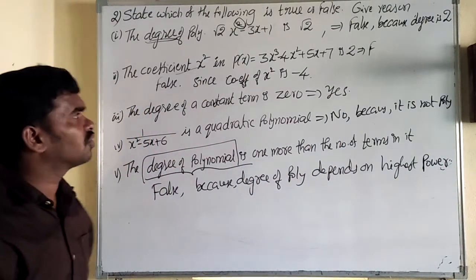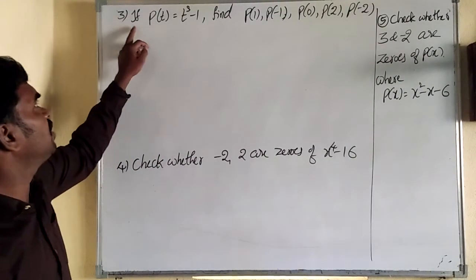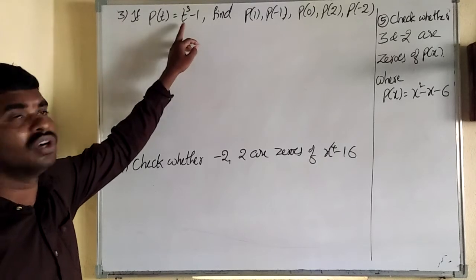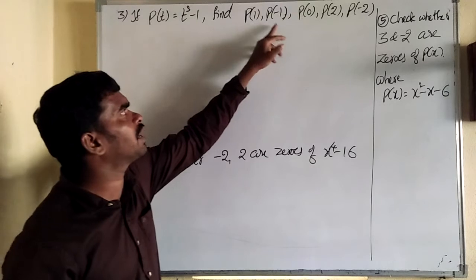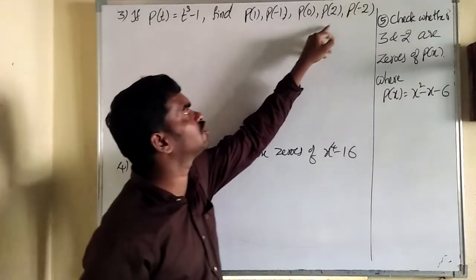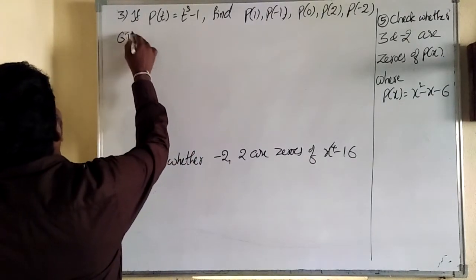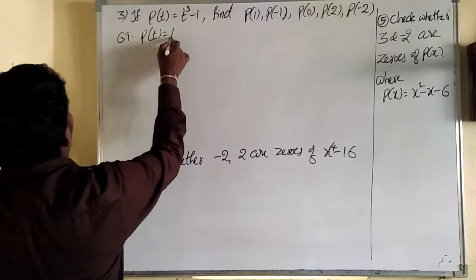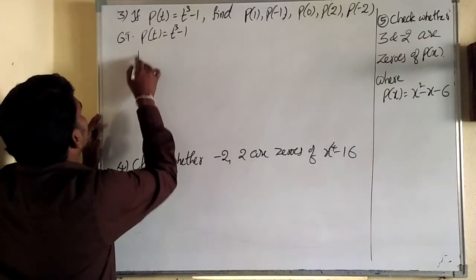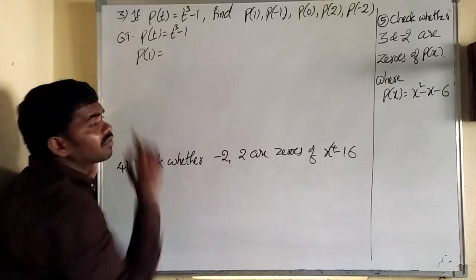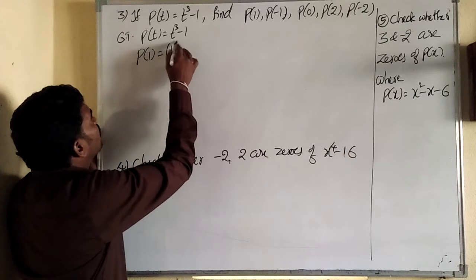Let us see third and fourth and fifth. Okay, next, third question. If P of t is equal to t cube minus 1, then find P of 1, P of minus 1, P of 0, P of 2, P of minus 2. Okay, what is given? Given that P of t equals t cube minus 1. Asking P of 1. So P of 1 equals. In place of t we should substitute 1.